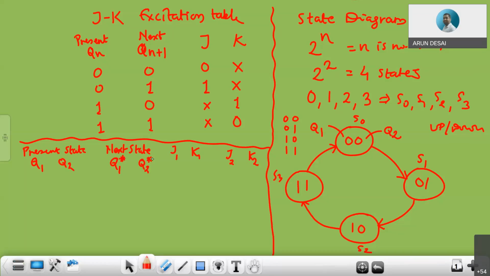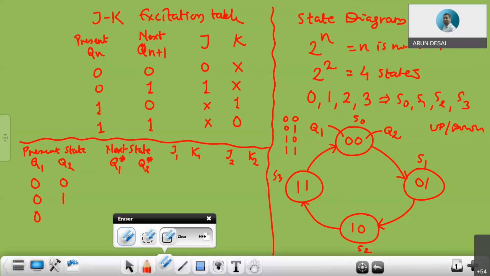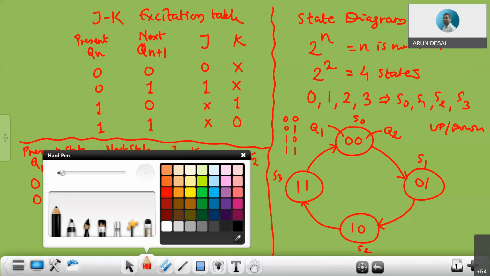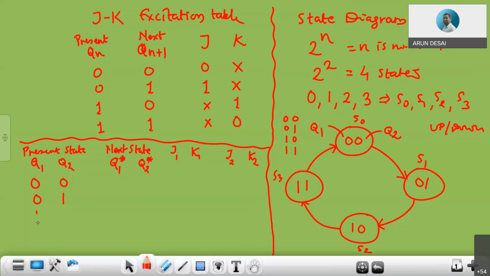Q1 star and Q2 star, right? So my present state of output is, if those outputs are 2-bit, then the combinations for this 2-bit output are 00, 01, 10 and 11, right? This is basically the combination for 2-bit. Now what we need to find here is the next state of this.